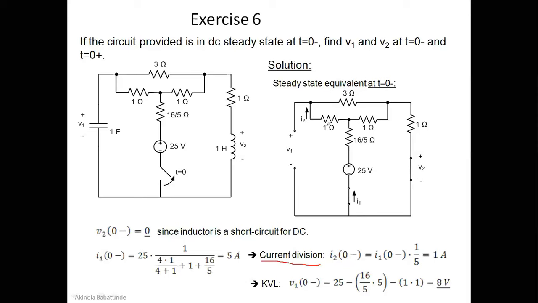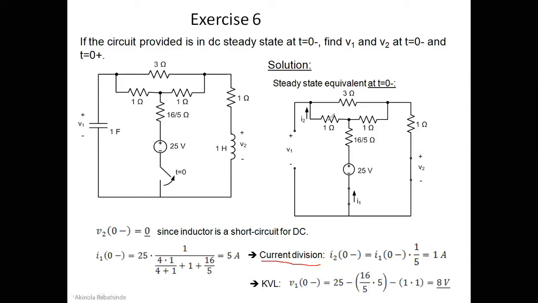We know the resistance of the branch whose current we're looking for is 1 ohm. So the source current is I1(0-) that we just calculated, multiplied by 1. This 1 represents the resistance of the branch carrying I2, the current we are looking for, divided by 5. This 5 represents the equivalent resistance.